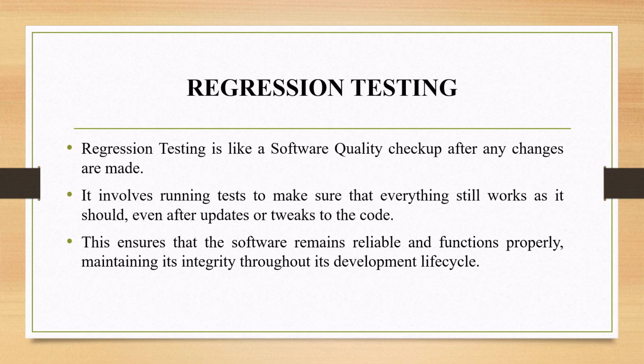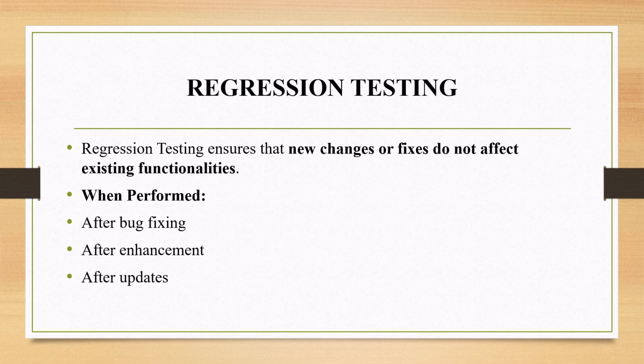The next testing is regression testing. Regression testing is like a software quality checkup after any changes are made. It involves running tests to make sure that everything still works as it should, even after updates or fixes to the code. This ensures that the software remains reliable and functions properly, maintaining its integrity throughout its development lifecycle. It ensures that new changes or fixes do not affect existing functionality. It is performed after bug fixing, after enhancement, and after updates.